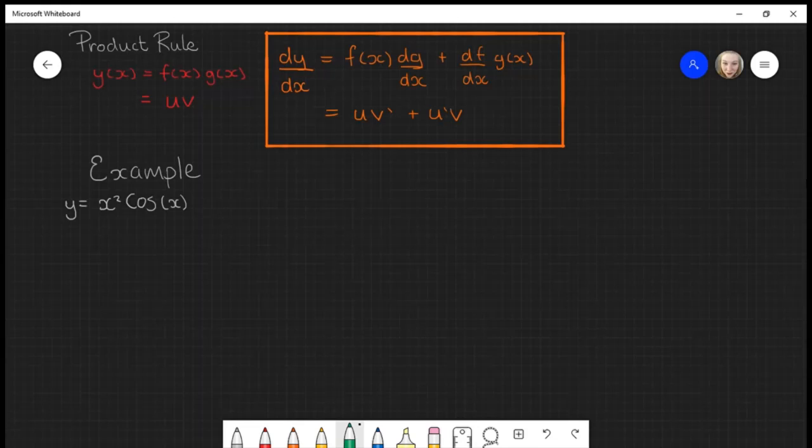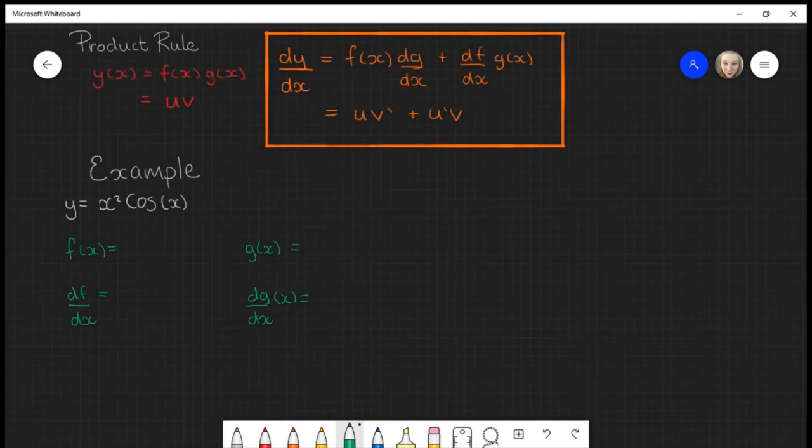I'm going to begin by writing out f(x) and df of x, as well as g(x) and dg of x. If you're using the UV format, then f(x) is u, g(x) is v, df of x is u dash, and dg by dx is v dash.